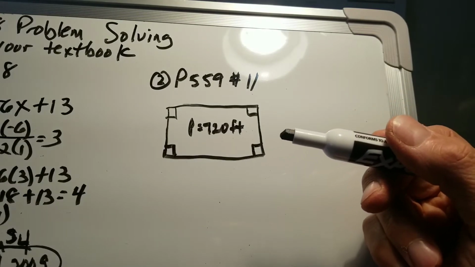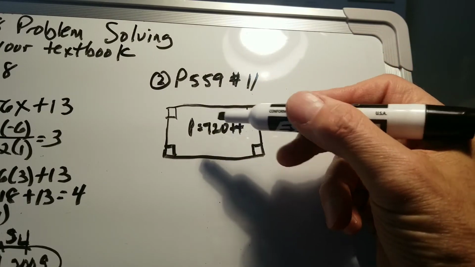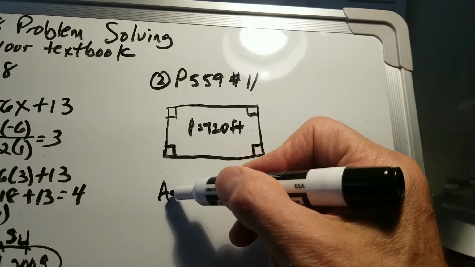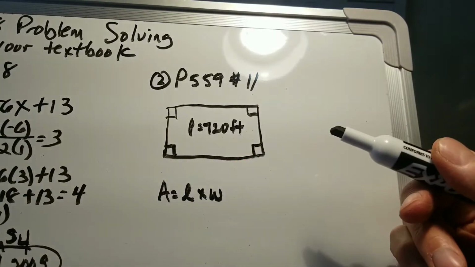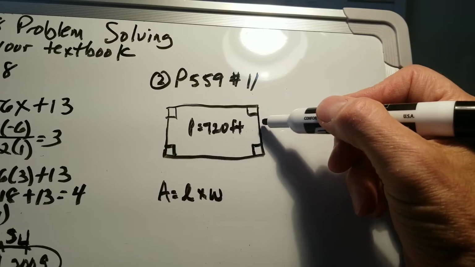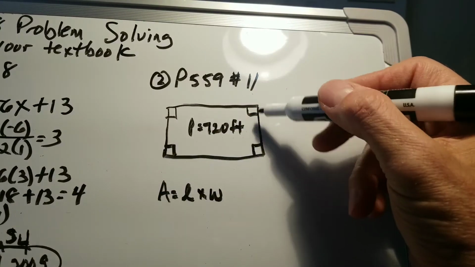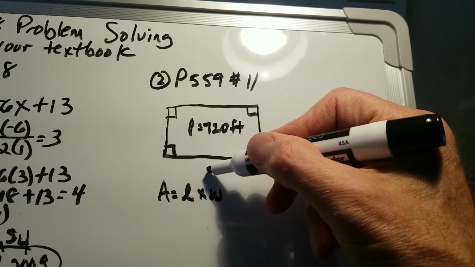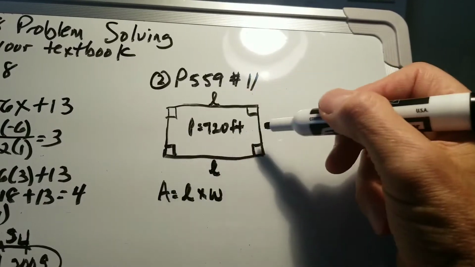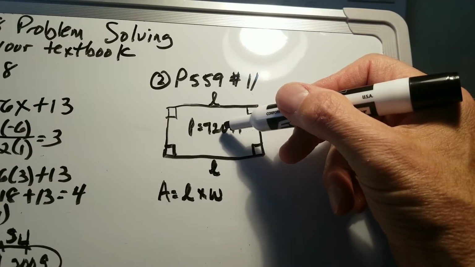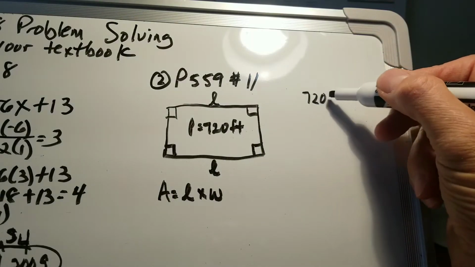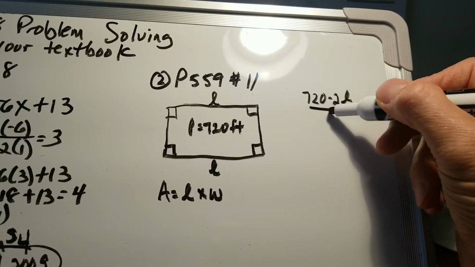On this particular problem, it says what dimensions will maximize the area. Area is length times width. Okay, so let's get this going. Let's say this is the length and this is the width, right? Length, you can say L and L. And how much do you think these would be with L? So it would be 720 minus 2 lengths and divided by 2.